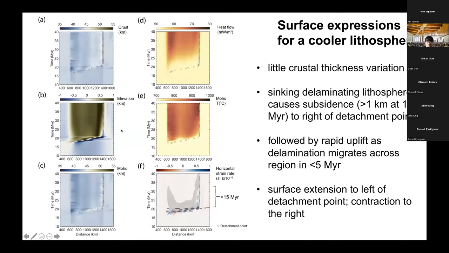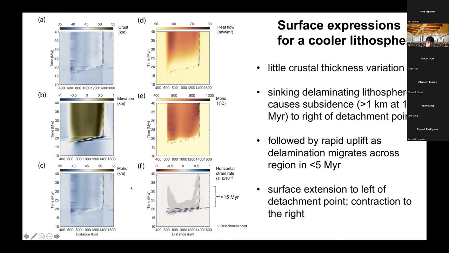For a cool lithosphere, the small internal deformation of this detachment will cause little crustal thickness variations. And the sinking delaminating lithosphere will cause surface subsidence to the right of the detachment point. At about 80 million years, this subsidence is greater than 1 kilometer. And the plateau-like uplift, or rapid surface uplift, shows to the left of the detachment point.